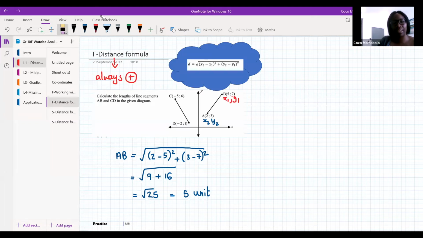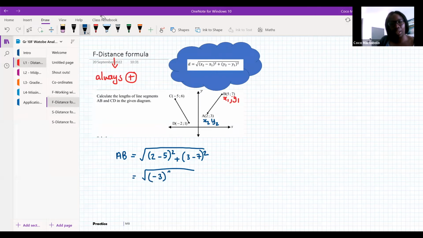Okay, I'll show you here. I feel like I skipped a step. Okay, hold on. So if we look at the answer over here, 2 minus 5 is going to give me negative 3 squared, plus 3 minus 7 will give me negative 4 squared. Now, negative 3 squared is going to be positive 9, because it's like negative 3 times negative 3. So that'll be 9, plus negative 4 squared will give me 16. And that's how our answer ends up being positive.